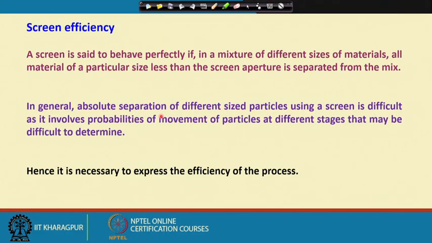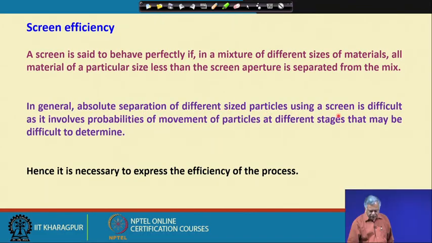But in general, absolute separation of different size particles using a screen is difficult, as it involves probabilities of movement of particles at different stages that may be difficult to determine. Now, what are the issues?